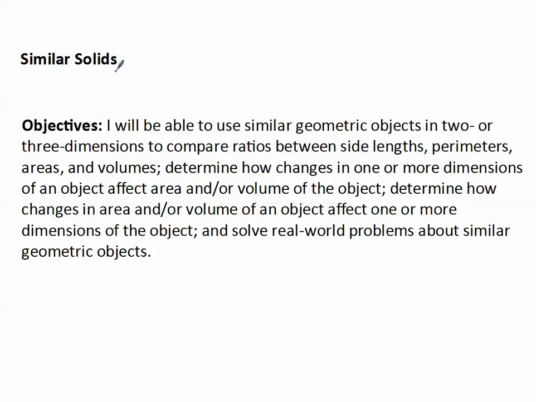Similar solids. Our objectives today are to be able to use similar geometric objects in 2 or 3 dimensions to compare ratios between side lengths, perimeters, areas, and volumes. Also to determine how changes in 1 or more dimensions of an object affect area and/or volume of the object, and determine how changes in area and/or volume of an object affect 1 or more dimensions of the object, and solve real-world problems about similar geometric objects.